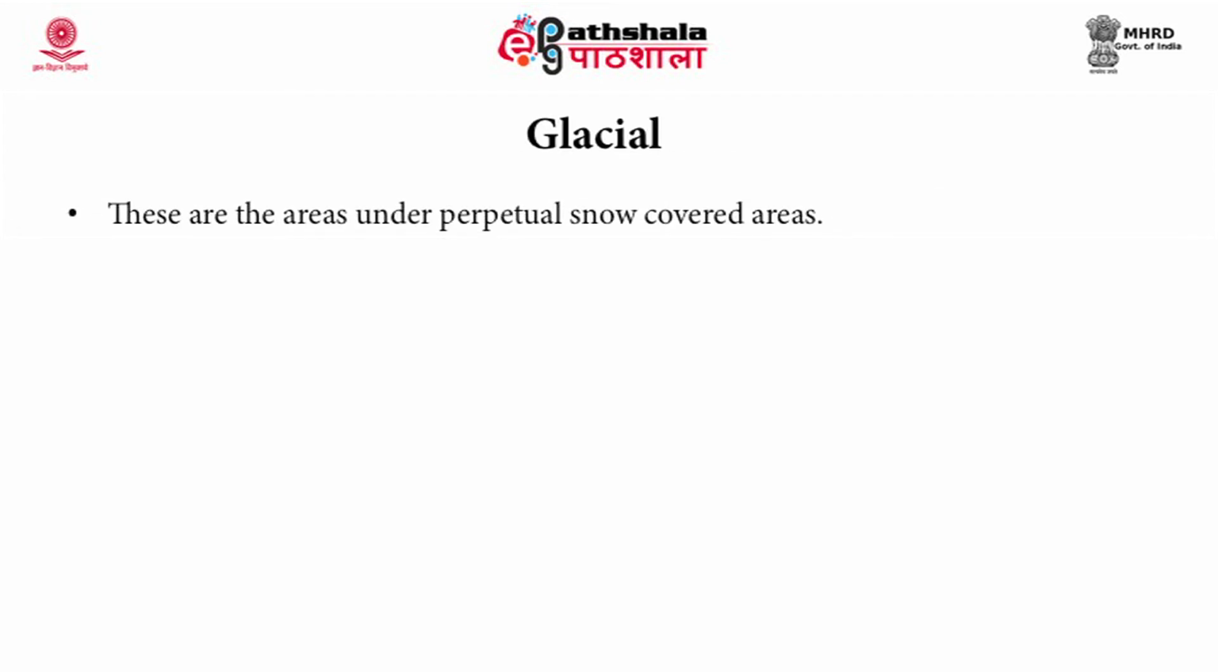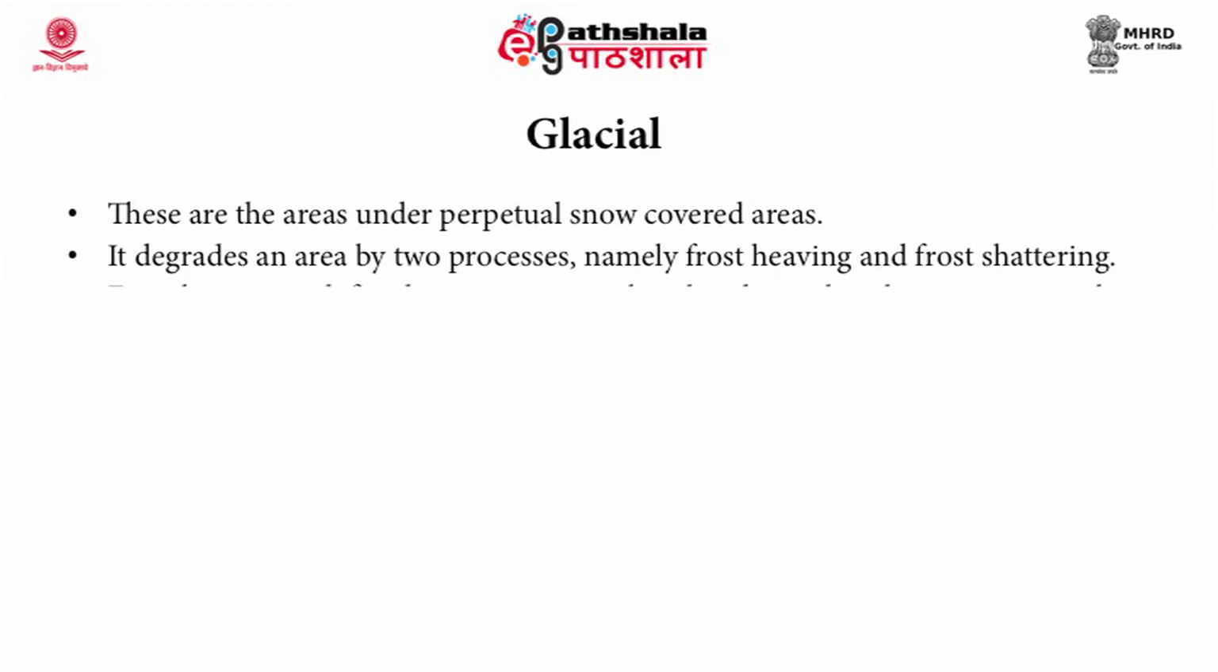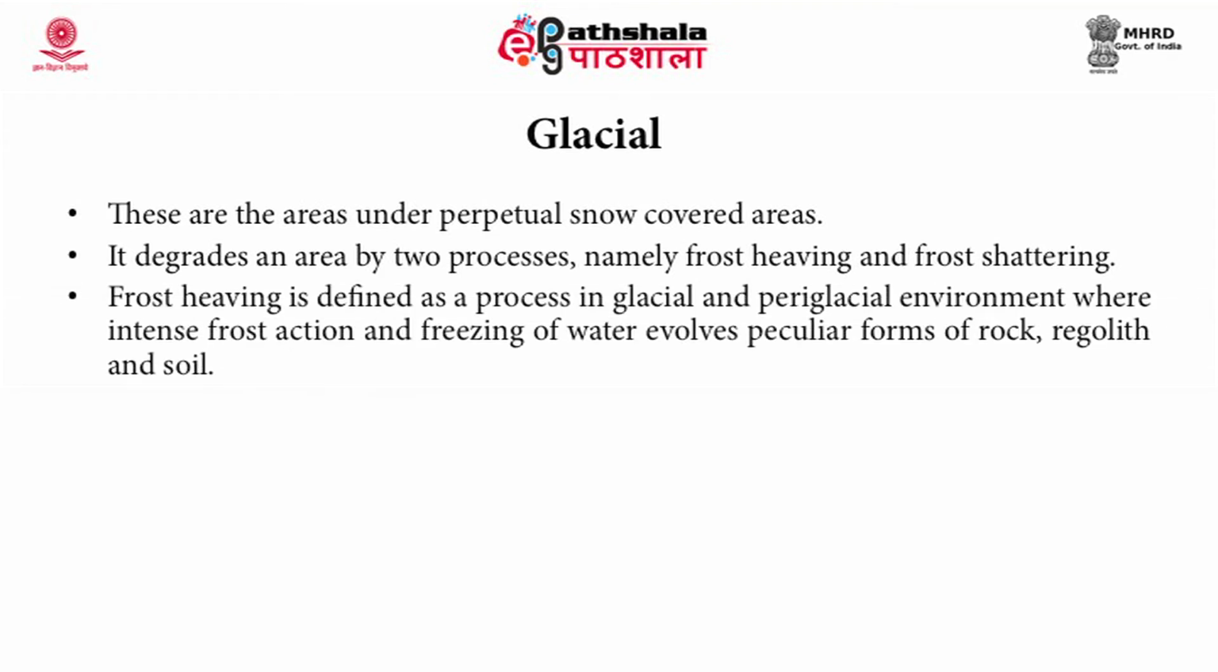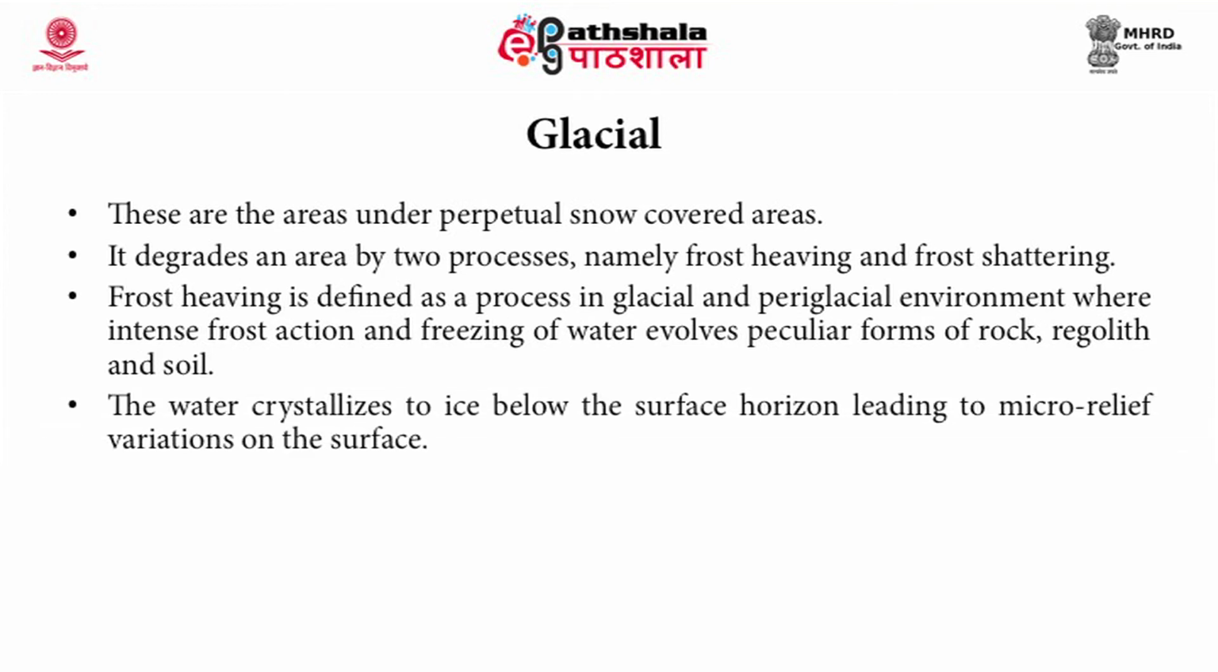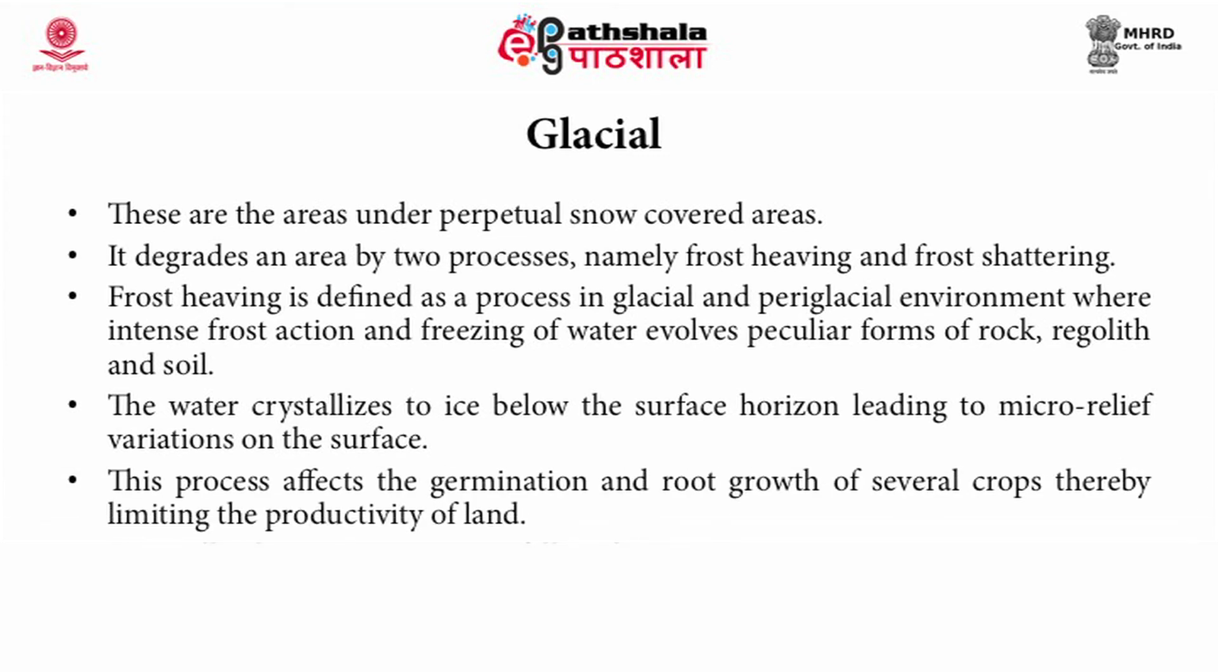Glaciers are the areas under perpetual snow. Glacial processes degrade an area by two means. First is frost heaving and second is frost shattering. Frost heaving is defined as a process in glacial and periglacial environment where intense frost action and freezing of water evolves peculiar forms of rock, regolith and soil. The water crystallizes to ice below the surface horizon, leading to micro-relief variations on the surface. This process affects the germination and root growth of several crops, thereby limiting the productivity of land. Generally, these regions remain fallow during winters.